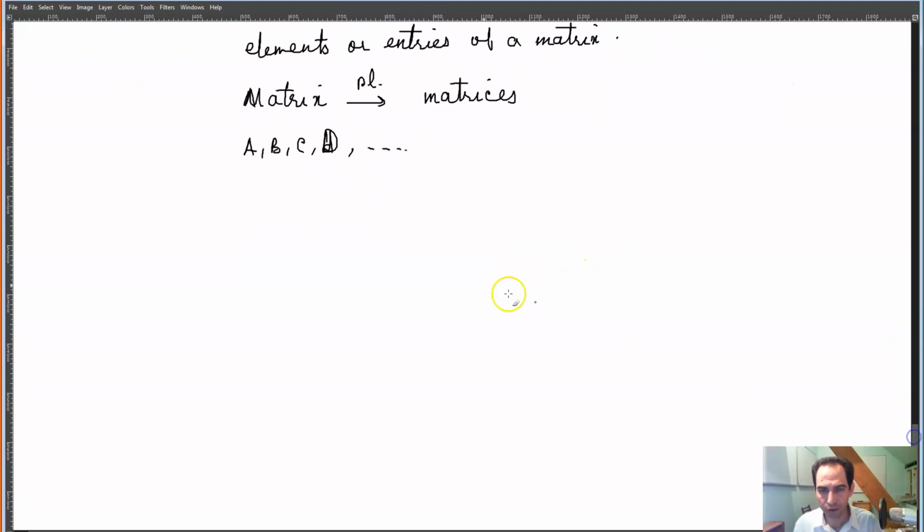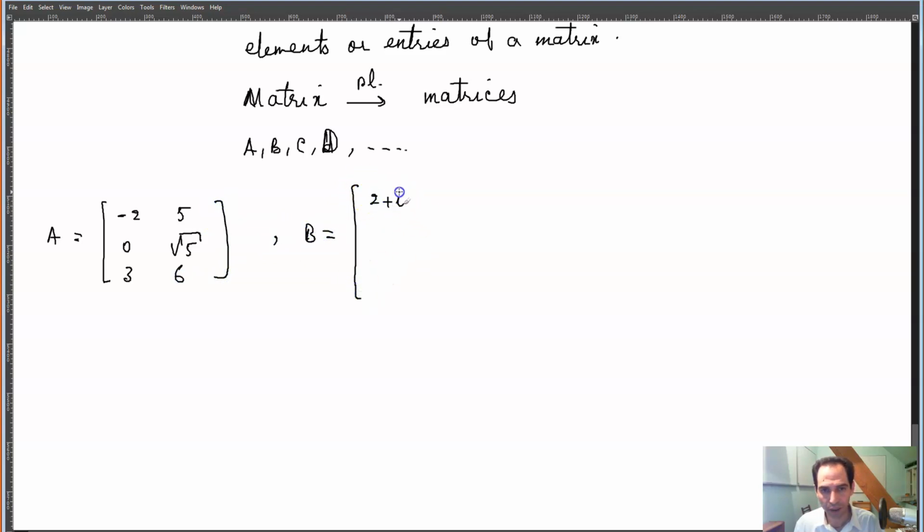So for example, you could have a matrix like A is equal to -2, 5, 0, square root of 5, 3, and 6. Or you could have some other matrix B, for example, as 2 plus i, 3, -1/2, 3.5, -1, 2, square root of 3, 5, and 5/7.